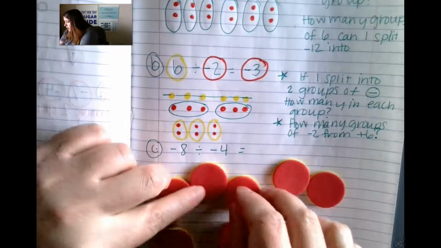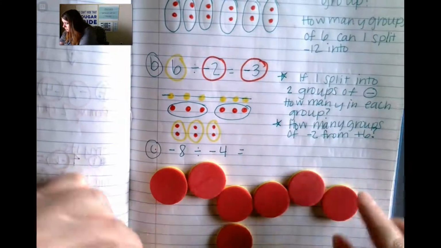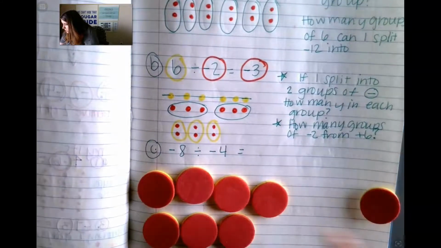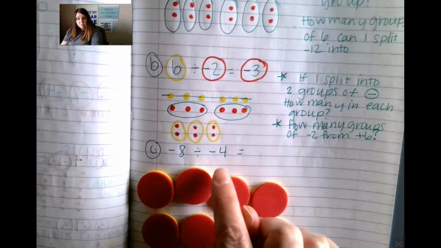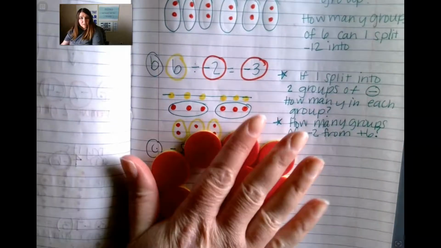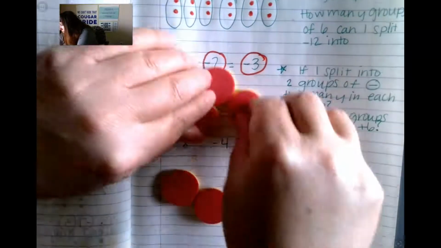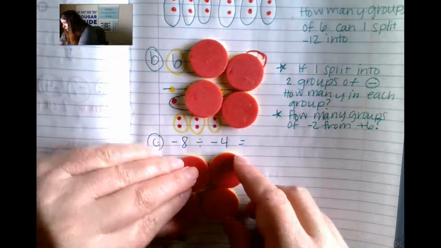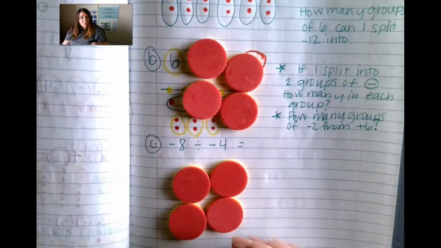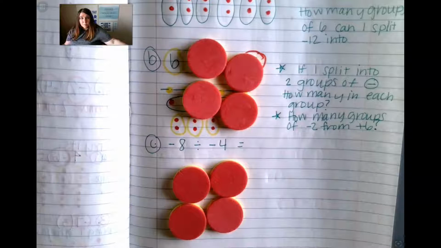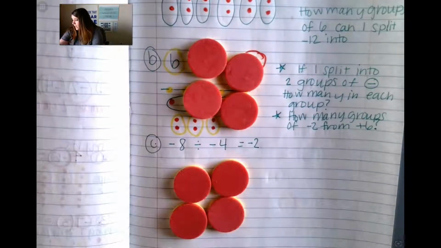Okay, so this one, I had 8 chips. Well, let's just go like this. So I have 8 chips, and I want to know how many groups of -4 can I make. So I had -8 chips on my board. How many groups of -4 can I make? Well, here's a group of -4, and here's a group of -4. So I can make 2 groups of -4, and they're negative chips in each one. So my answer is -2.